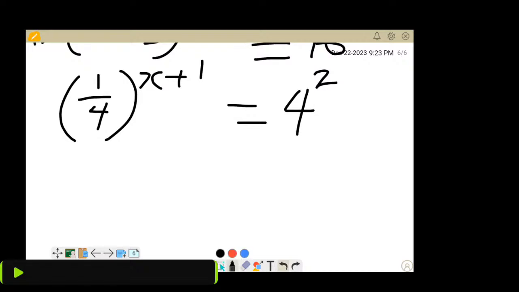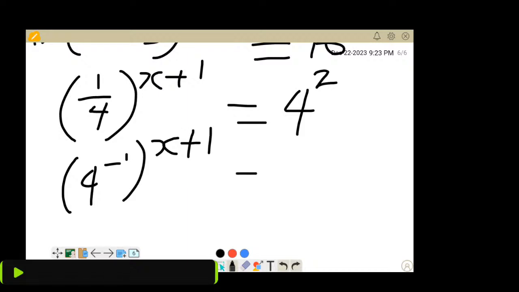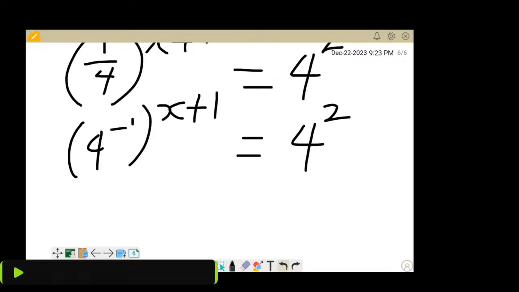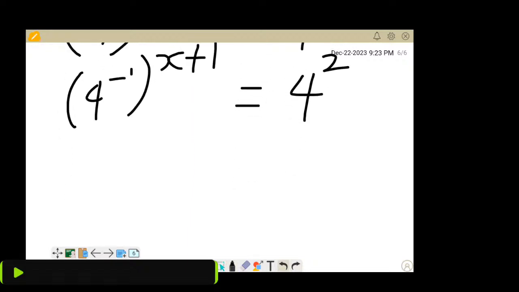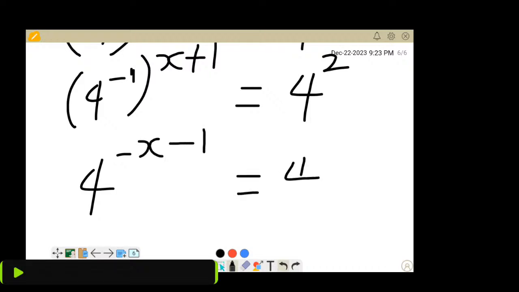We can say 4 raised to power 1 over 4 equal to 4 raised to power minus 1, and the whole thing is carrying the power of x plus 1, and this is 4 raised to power 2. So we can go further to multiply the power in the bracket and the power outside the bracket. With that, we are going to have 4 raised to power minus 1 times x will give us minus x, while minus 1 times plus 1 will give us minus 1, equal to 4 raised to power 2.